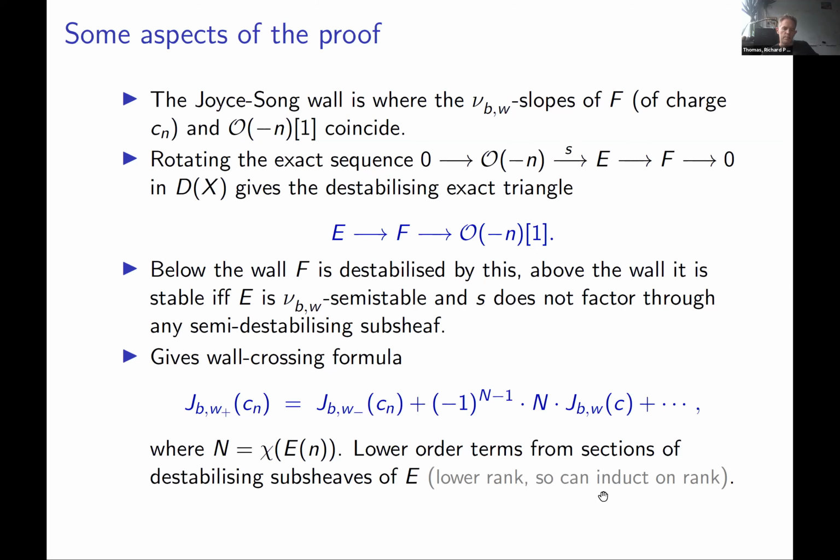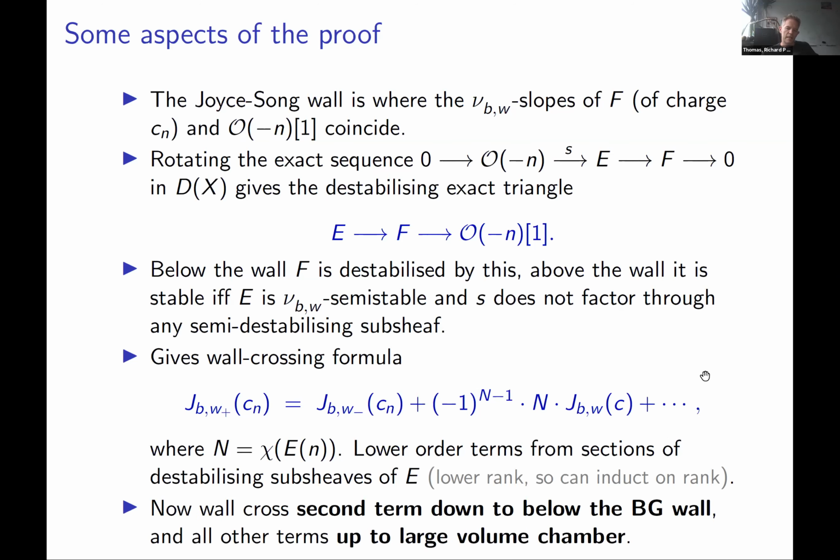All right, but the key thing is, they come from destabilizing subsheaves of E, which are all therefore of lower rank, so we can induct on rank. So these dot, dot, dot here, we have some control over what we mean by that: they're lower order terms. They have lower rank, so that's good.